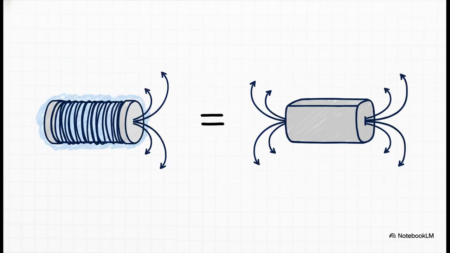And that brings us to the solenoid. Now, what is a solenoid? It's simply a coil of wire with many circular turns, wrapped in the shape of a cylinder. And the most important thing to remember here is that its magnetic field looks almost identical to the magnetic field of a bar magnet. This is a very important comparison for your exam.